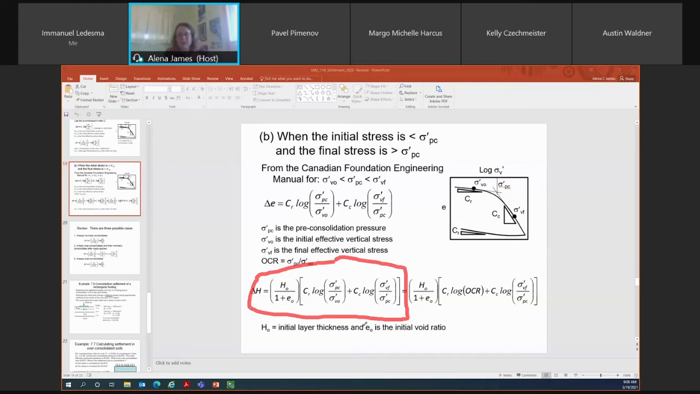So the hybrid option, the settlement typically lies between what settlement you would calculate for a normally consolidated material and an over-consolidated material.